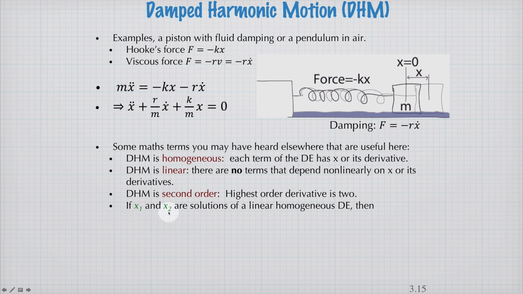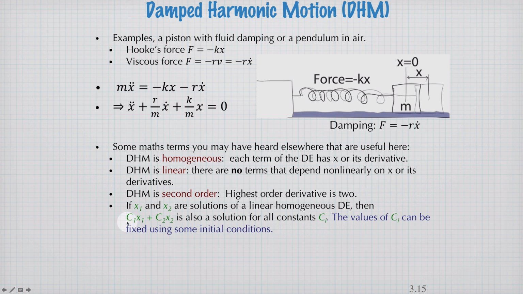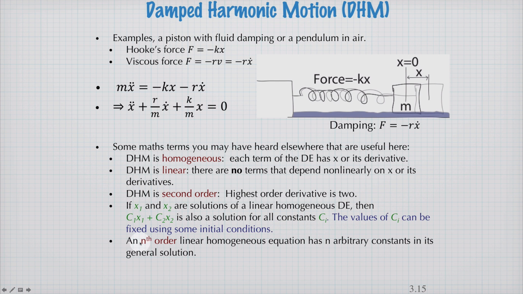If we have functions x1, x2 of time that are solutions of the linear homogeneous differential equation, then some linear combination c1 x1 plus c2 x2 is also a solution for all constants ci. The values of ci must be fixed using some initial conditions. An nth order linear homogeneous equation has n arbitrary constants in its general solution. That is, here we have the second derivative as the maximum derivative, so we have two solutions that we add together in some linear combination to fit initial conditions. If we had an nth derivative, then we would need n solutions that we sum together in a linear combination.